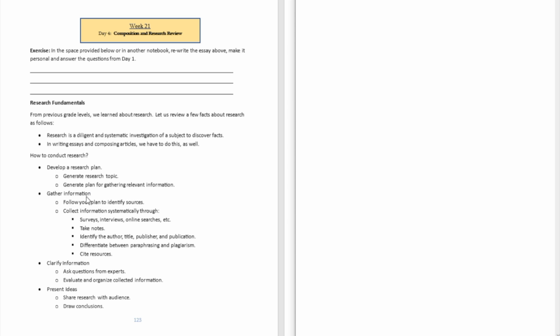Then you proceed to gathering information. Follow your plan to identify sources. Collect information systematically through surveys, interviews and online searches, and in this 21st century, getting information is really easy, courtesy of online searches. Then when you get information, you want to take notes. You want to identify the author, the title, the publisher, and the publication. Differentiate between paraphrasing and plagiarism. You've got to learn about that.